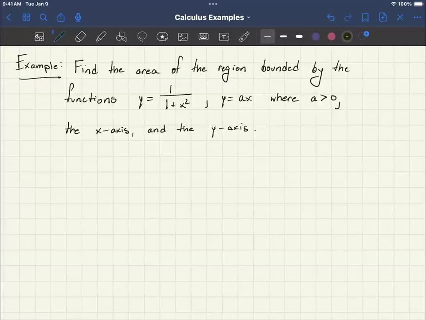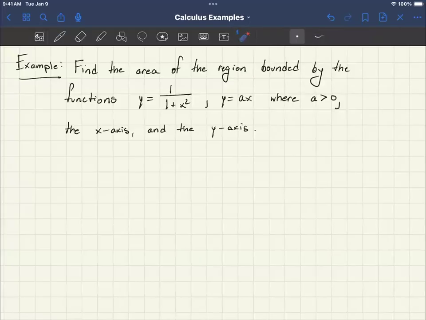I'm Dr. Finch. Today we are looking to find the area of a region bounded by a couple of functions. So we start off with y is equal to 1 over 1 plus x squared, and then we have a line, y is equal to ax, where a is some constant bigger than 0. So we have a positive sloping line, the x-axis and the y-axis.